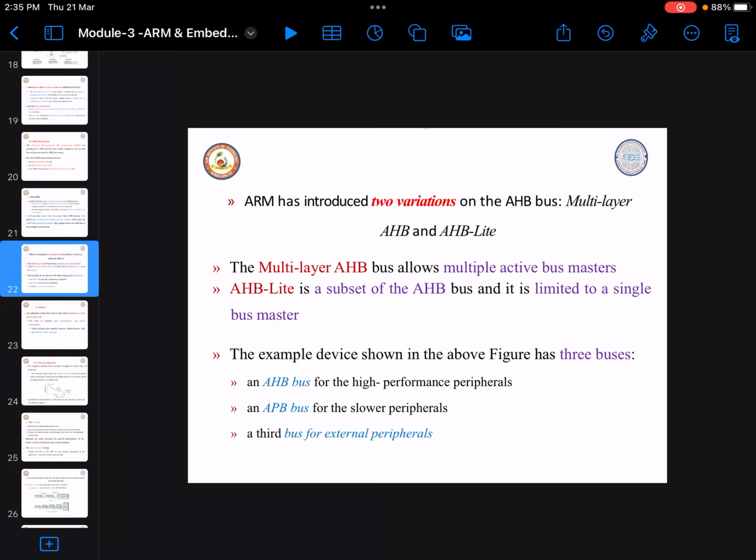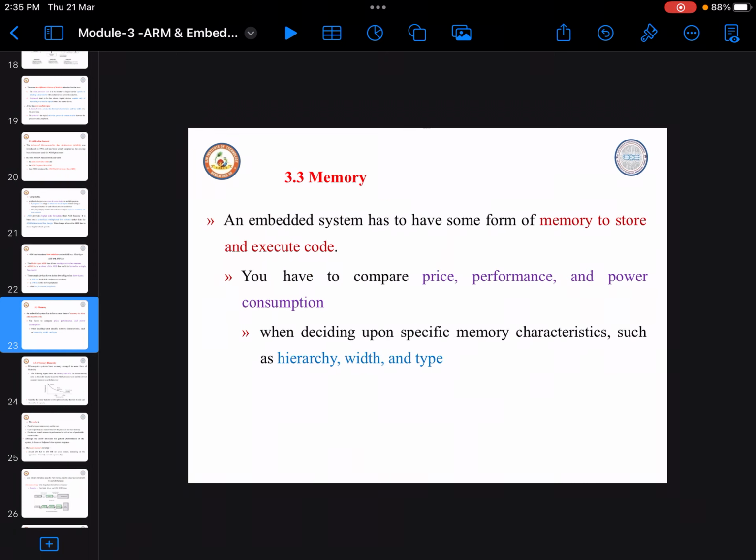So majorly AHB is used for high performance peripherals, APB for slower peripherals, and the third bus for external peripherals. So this is about the bus architecture.